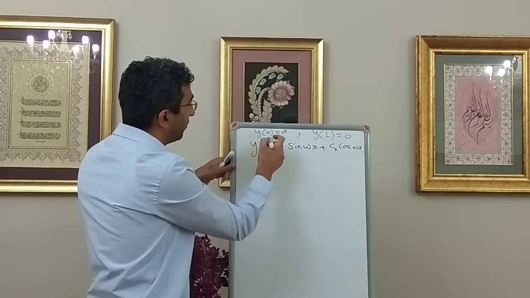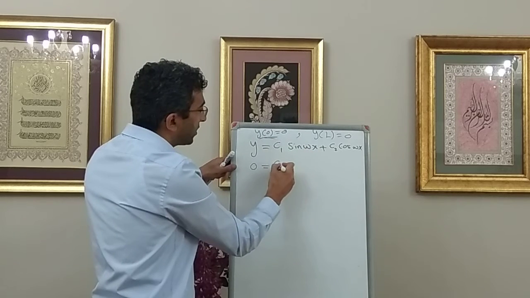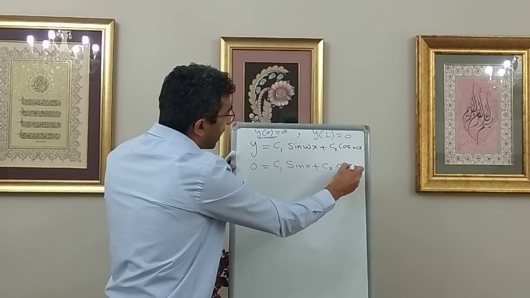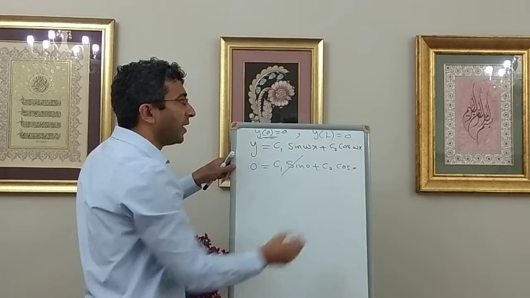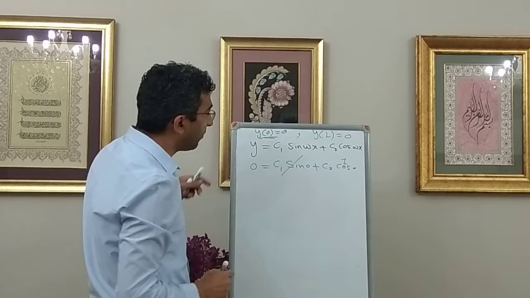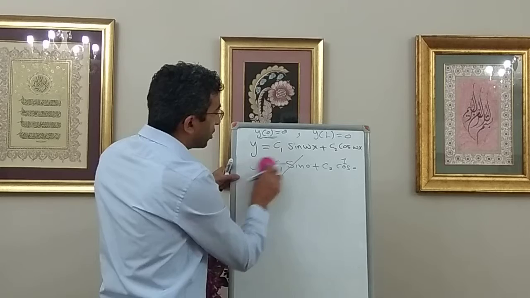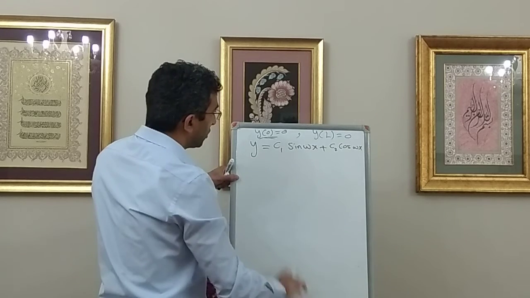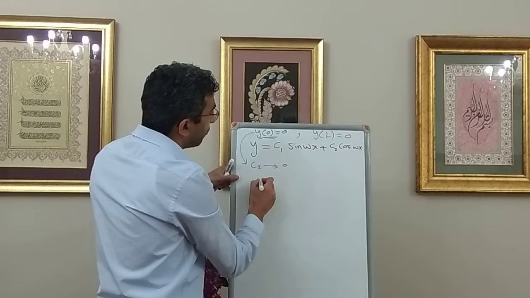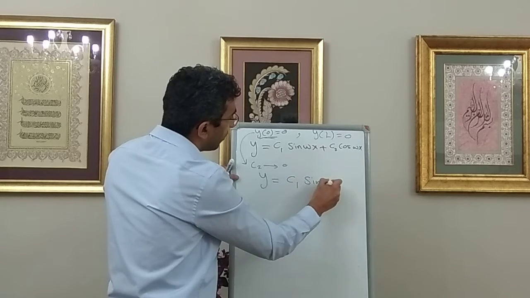So I will plug in the first one: y is 0 and x is 0, so 0 equals C1 sine 0 plus C2 cosine 0. Sine 0 is 0, cosine 0 is 1, so you obtain C2 is equal to 0. Okay? So from the first condition, because C2 is 0, my equation will be y is equal to C1 sine omega x.